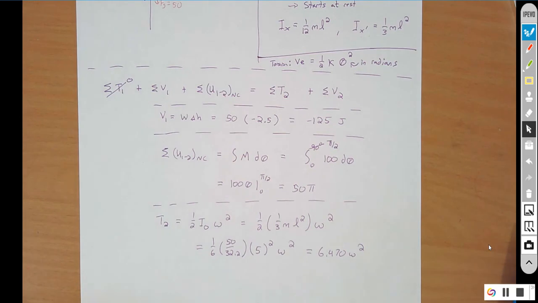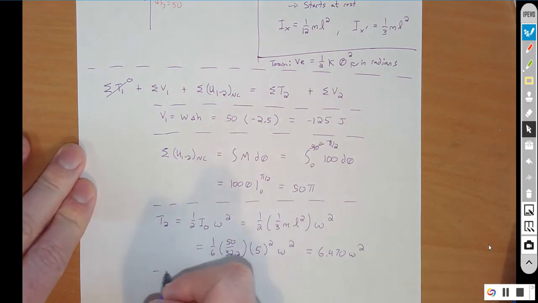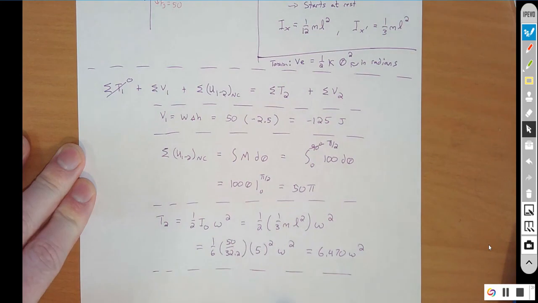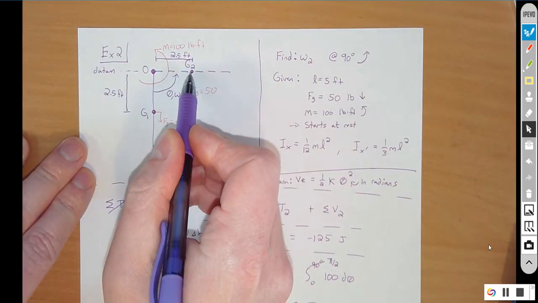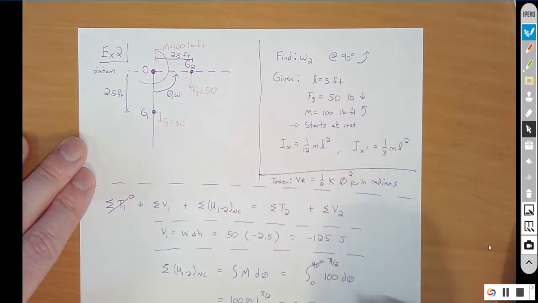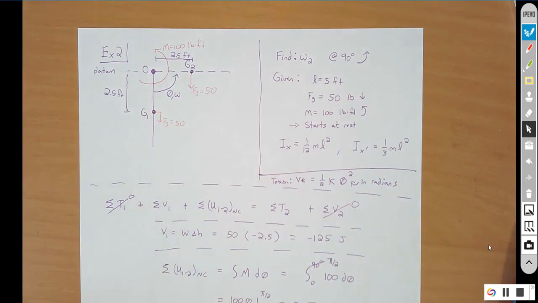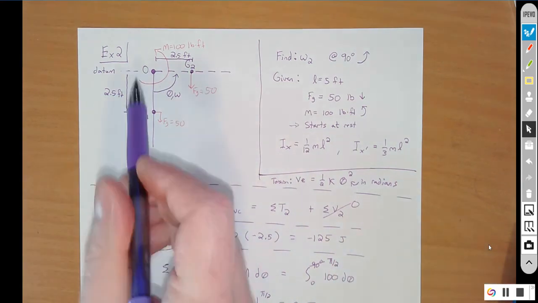And then the last piece is our V2 term. If we look at this, our gravity is here on the datum, so our delta y will be 0. So therefore our V2 will 0 out. So one of these V's will 0 out depending on where you put your datum.